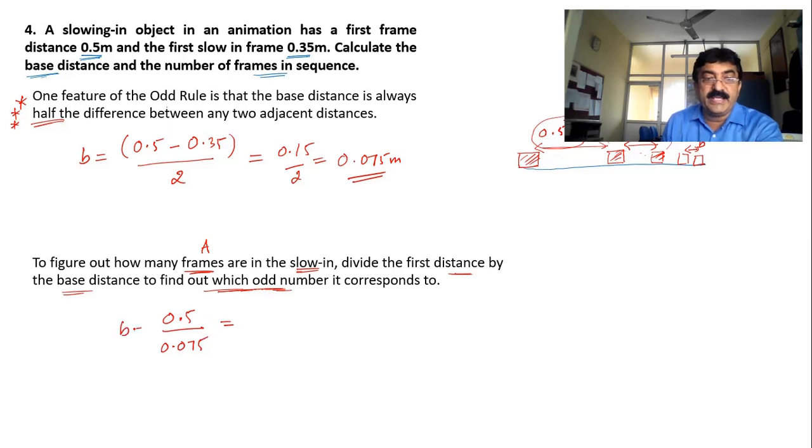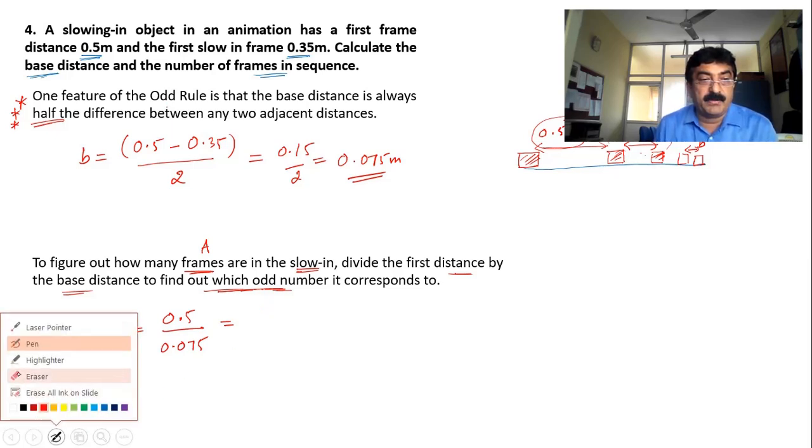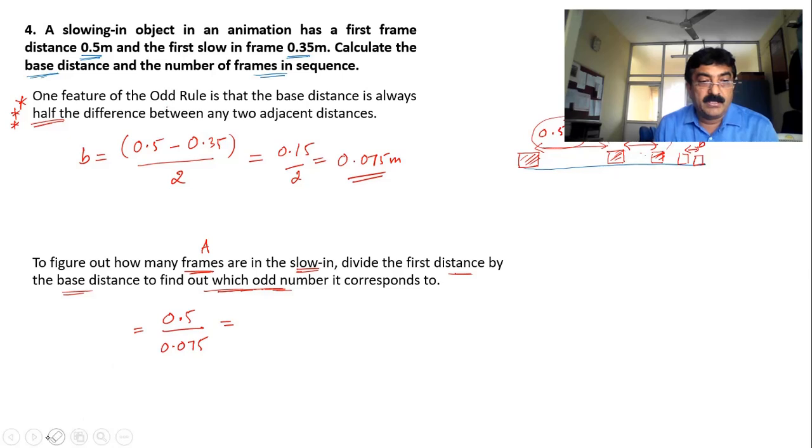If I do this, I get some number. That number must be odd. This is not base distance, sorry, this is frame number. So do this calculation. A comes out to be 0.5 divided by 0.075, which is 6.66. I told you it should be an odd number, so approximate it to the next odd number. So it is 7. Therefore A is equal to 7.